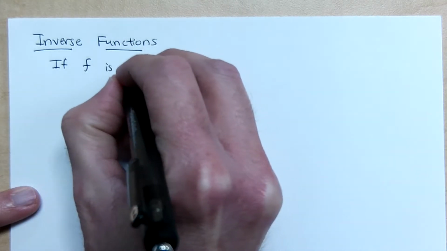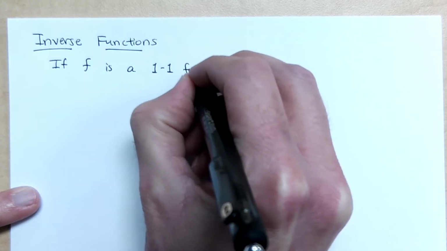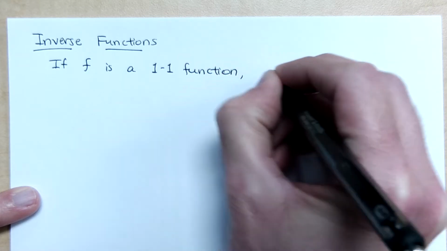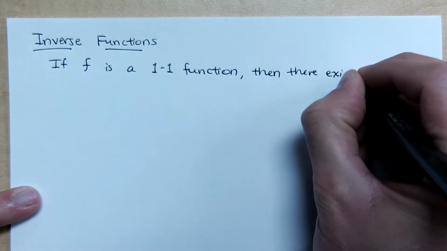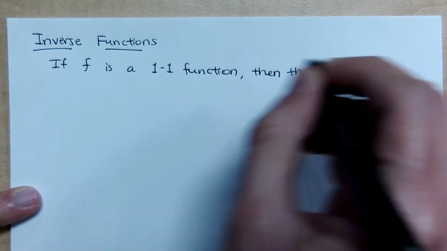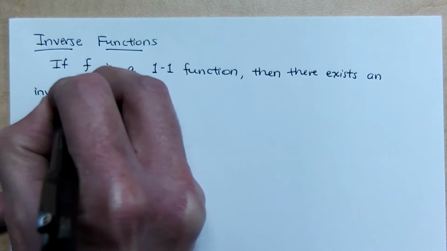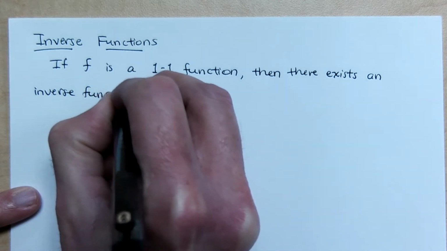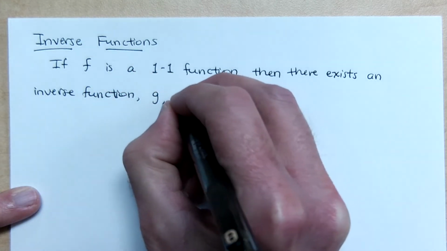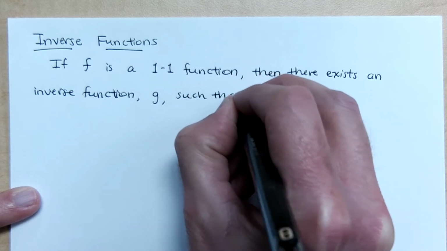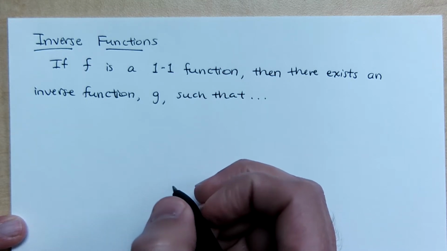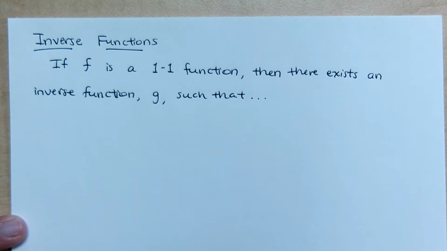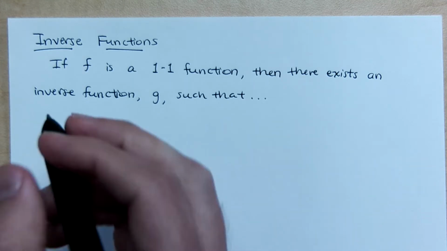So if f is a one-to-one function, then there exists an inverse function, we'll call it g, such that, so keep in mind here that g is going to be the inverse function, and as we talked about inverse functions and the way inverse operations work, it's going to undo everything that the function f does.